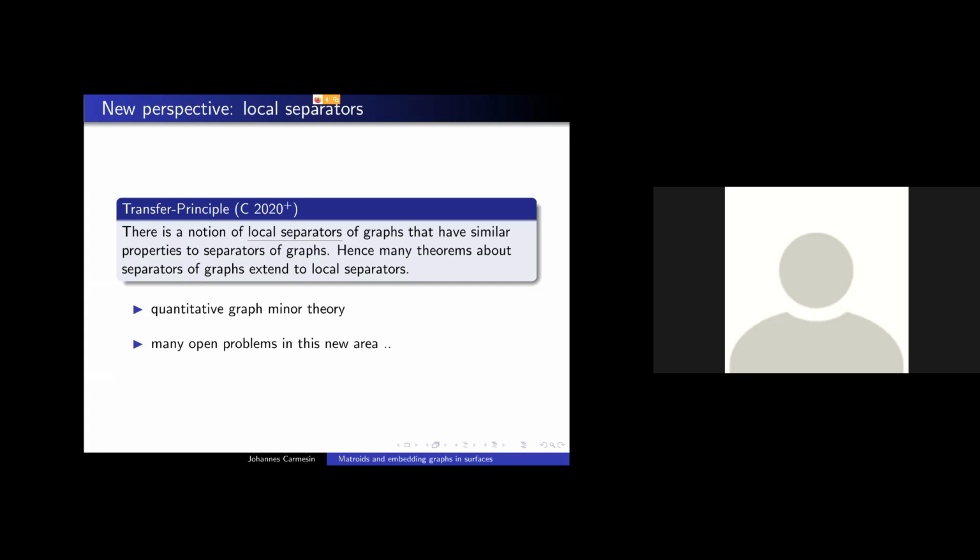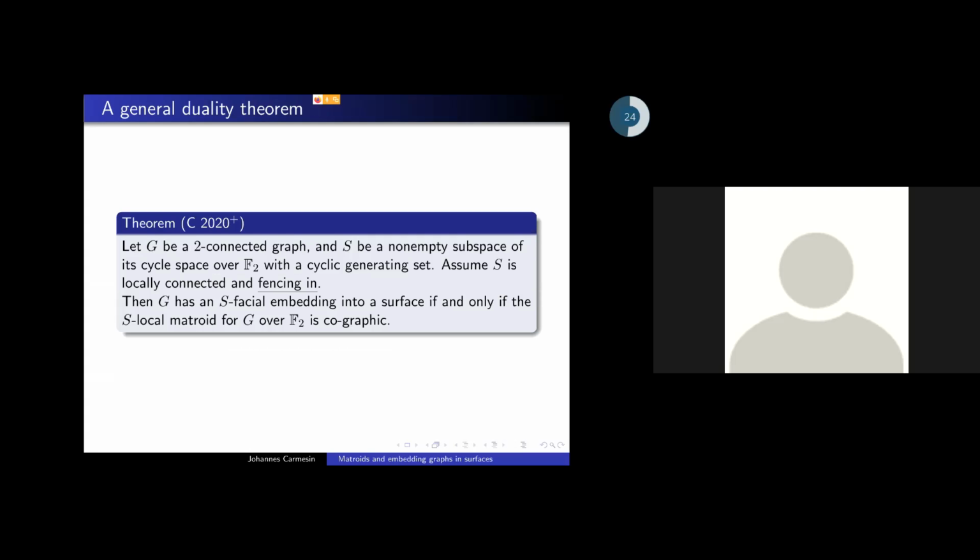Right, so now back to the main part of the talk. Now I'd like to talk about the proof of the main theorem. So remember that we were given a locally two-connected graph G, and we wanted to prove that it has a locally planar embedding if and only if this local matroid was co-graphic. And the way I present the proof is that we deduce this Whitney-type theorem from this more general, more abstract version.